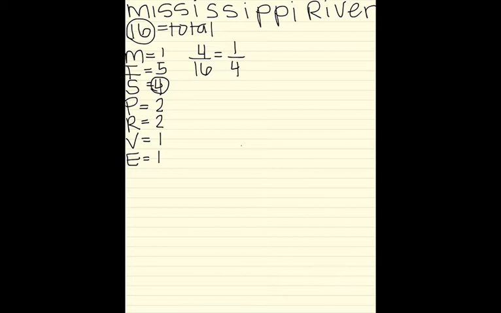Now they're asking us to convert it to a decimal. In order to get a decimal, we have to go to the calculator or do it on paper. 1 divided by 4, the top number divided by the bottom number, gives us 0.25. And since it is 0.25, it's to the hundredth spot, so we are going to leave it like that.